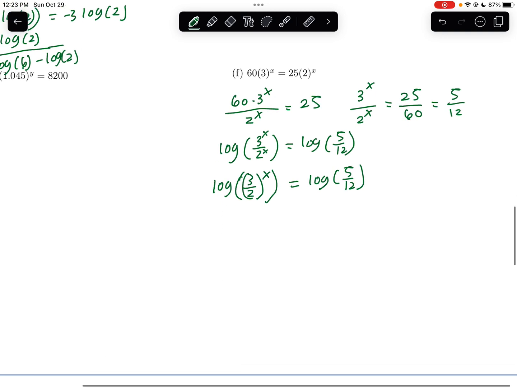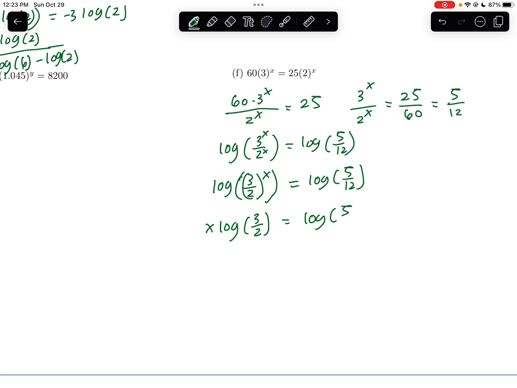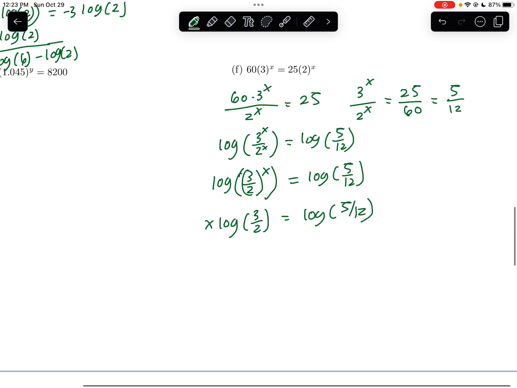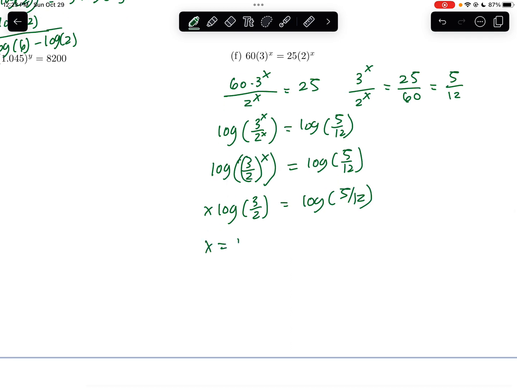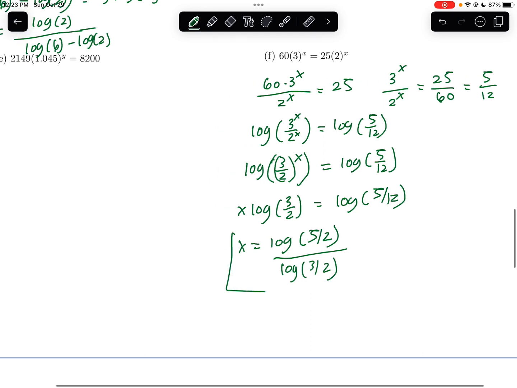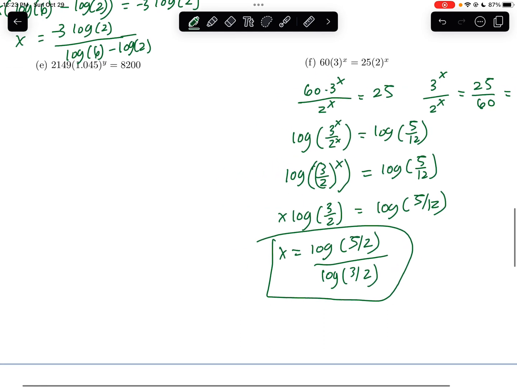But now your x can come out. So this is x times the logarithm of 3 halves equals the logarithm of 5 over 12. You can then divide by the log of 3 halves, and you get x is log of 5 over 12 divided by log of 3 halves. And this is the answer.